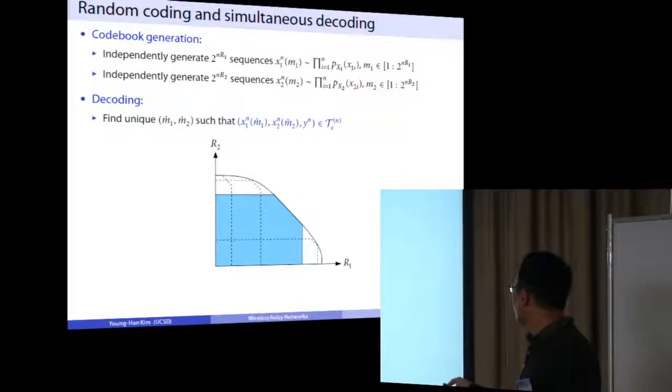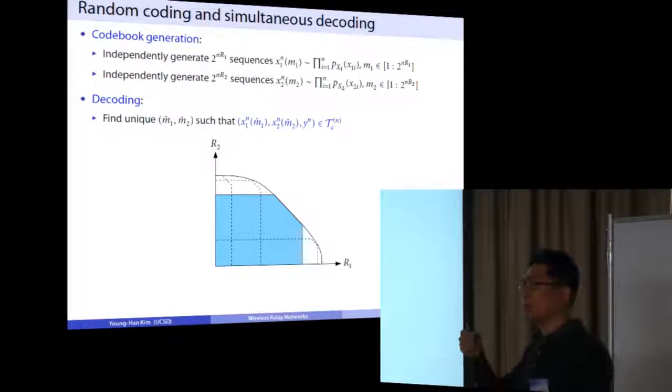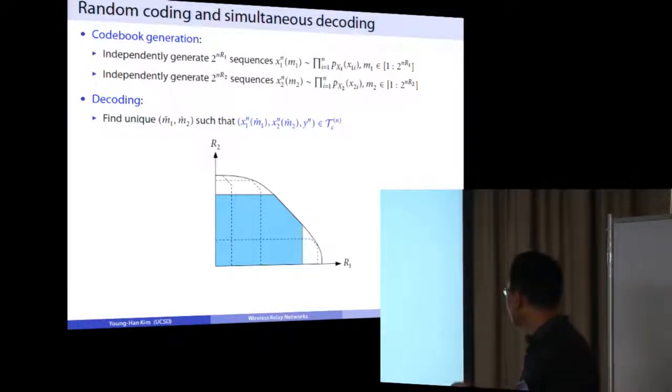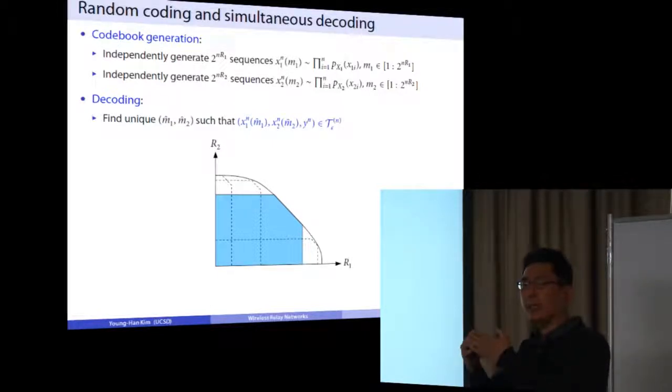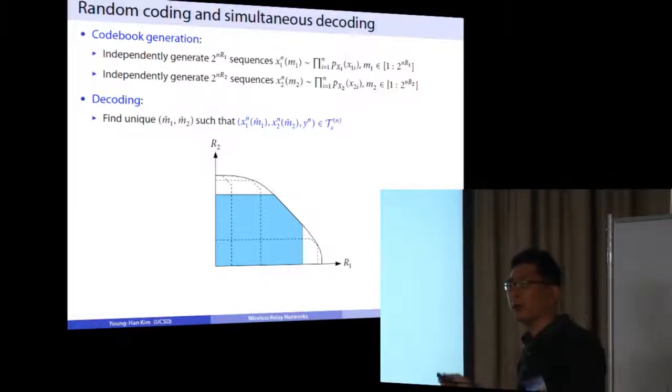If you have one operating rate pair here, and another operating rate pair here, then we can simply use time sharing between different coding schemes to achieve any point that lies on the line segment connecting these two rate pairs. So that means that if you have any achievable rate, then its convex hull is also achievable.